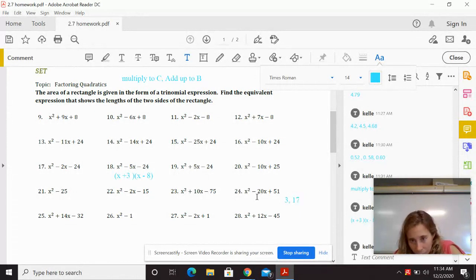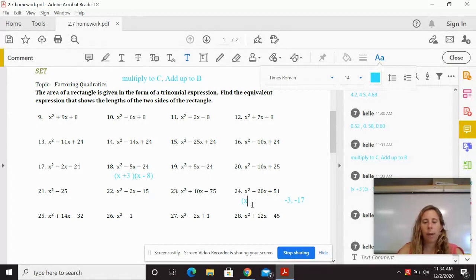Ooh, but it's negative 20. How are we going to make this work? Because 3 plus 17 is positive 20. How do we make it equal to negative 20? It still has to multiply to positive 51, but they have to add up to negative 20. Make them both negative. A negative times a negative is a positive. Negative 3 plus negative 17 is in fact negative 20. Oops. X minus 3 times x minus 17.